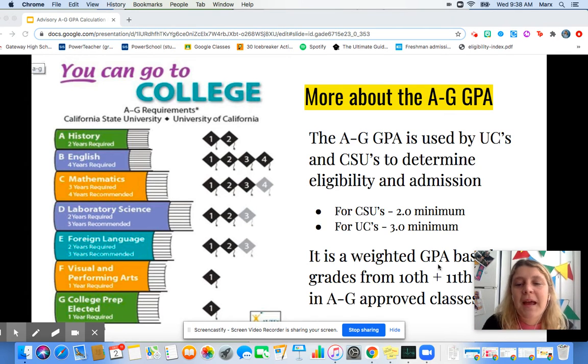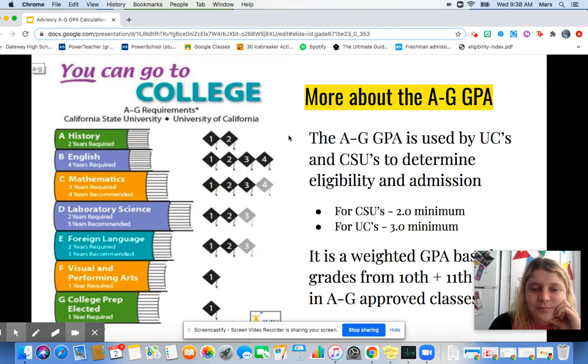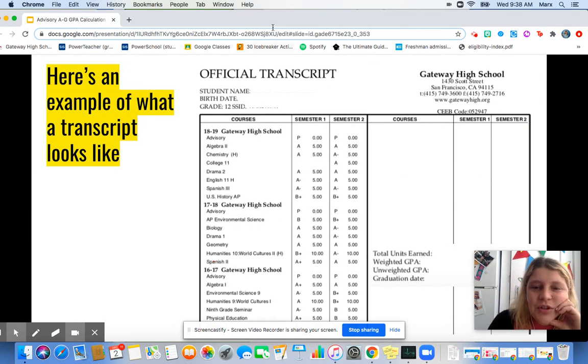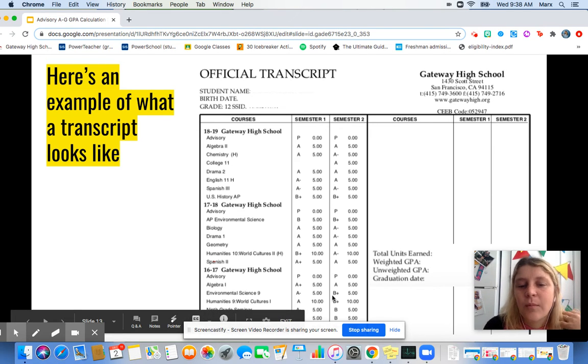So the A through G GPA, remember, is a weighted GPA based on 10th and 11th grade in A through G approved classes only. So I'm going to show you an example transcript from a former student. So here's the transcript. As you can see, this student was an A and B student consistently throughout 9th grade, 10th grade, and 11th grade. And you can see here the weighted and unweighted GPA are listed at the bottom of the transcript, which I couldn't quite fit on the page, so I put it right here on the left.